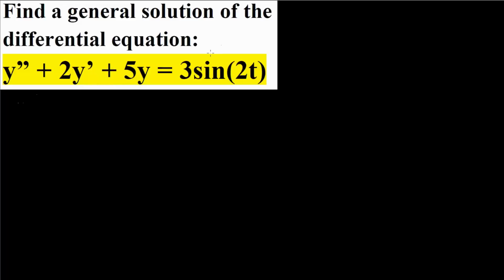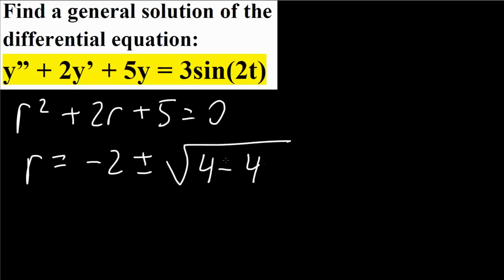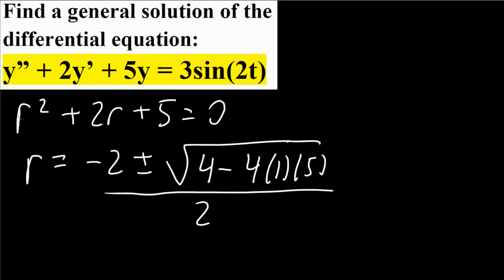So first we set it equal to 0. We say that r squared plus 2r plus 5 is equal to 0. We can't factor this, so we use the quadratic formula. So r is equal to minus b, so minus 2, plus or minus the square root of b squared, so 2 squared, minus 4ac, 1 times 5, divided by 2a. So a is 1, and this right here is 20, right?